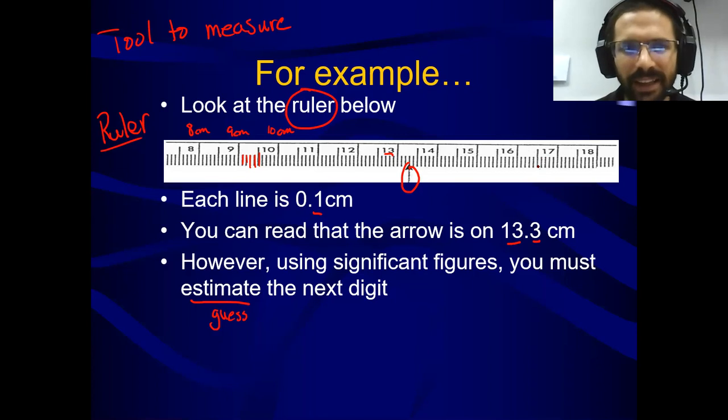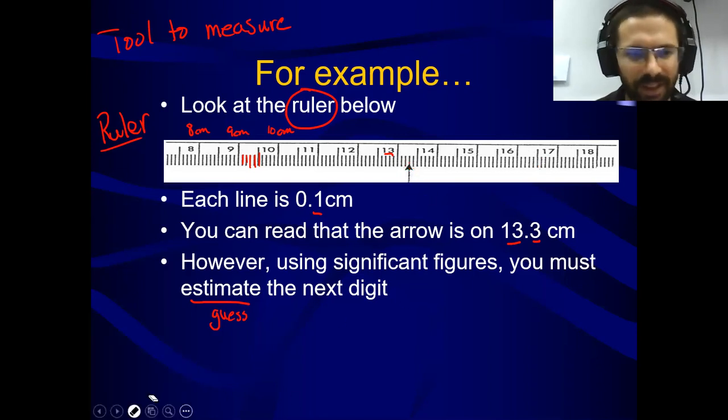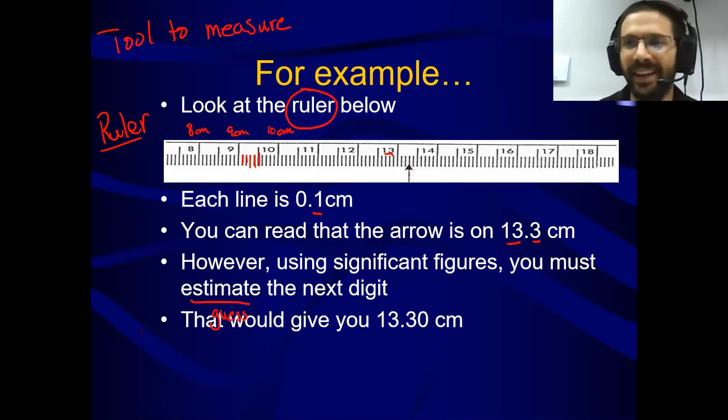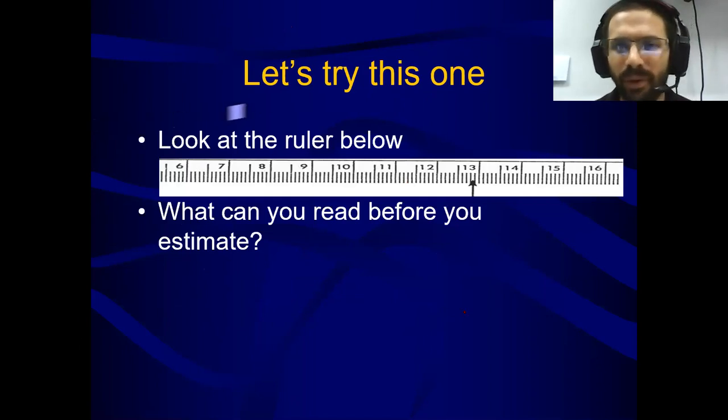What do you think that next digit's going to be? You must guess it. So what we're going to do is we're going to say that it is a 0. We're going to say 13.30 centimeters after our guess. Now look at the ruler below and go ahead and give it a guess.